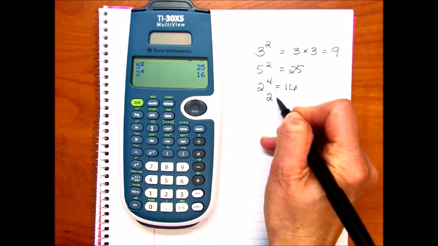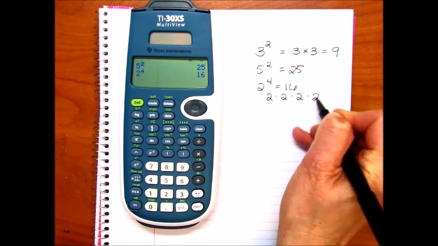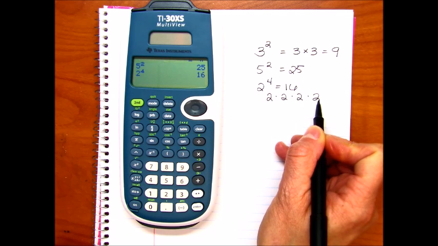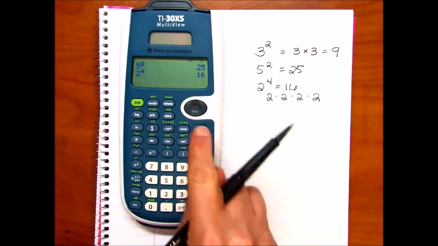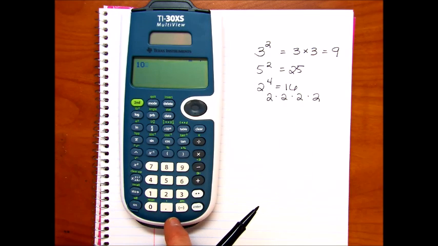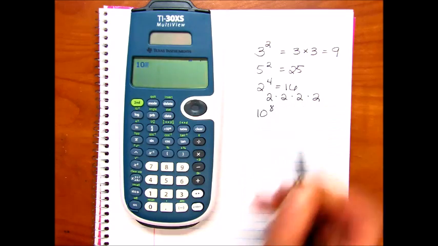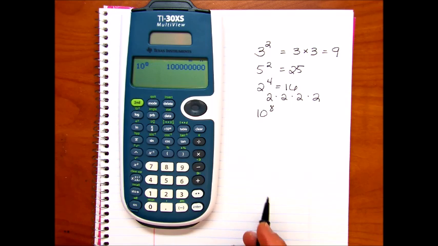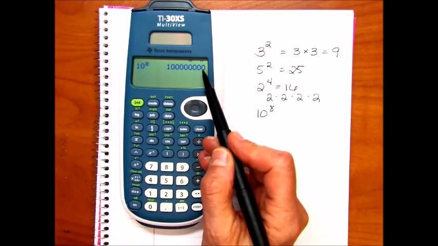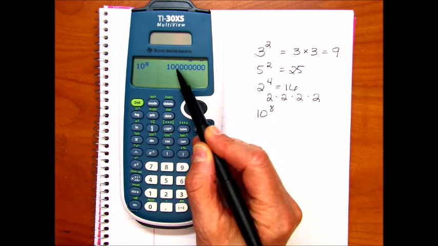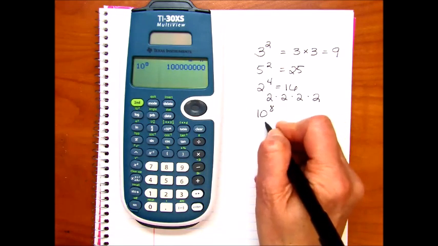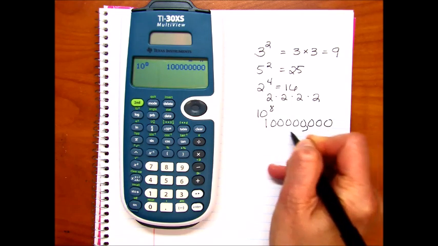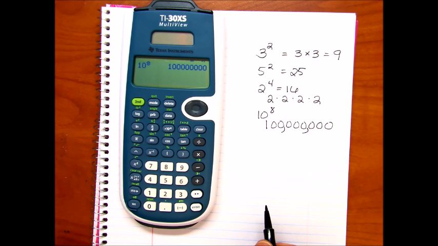And that's true because if we go 2 times 2 times 2 times 2, 2 times 2 is 4, times 2 is 8, times 2 is 16. Let's try one more. If we have 10 to the 8th power, we're going to hit that caret, 8, equals, and in this case we have 1, 2, 3, 4, 5, 6, 7, 8 zeros. So that number is 100 million.